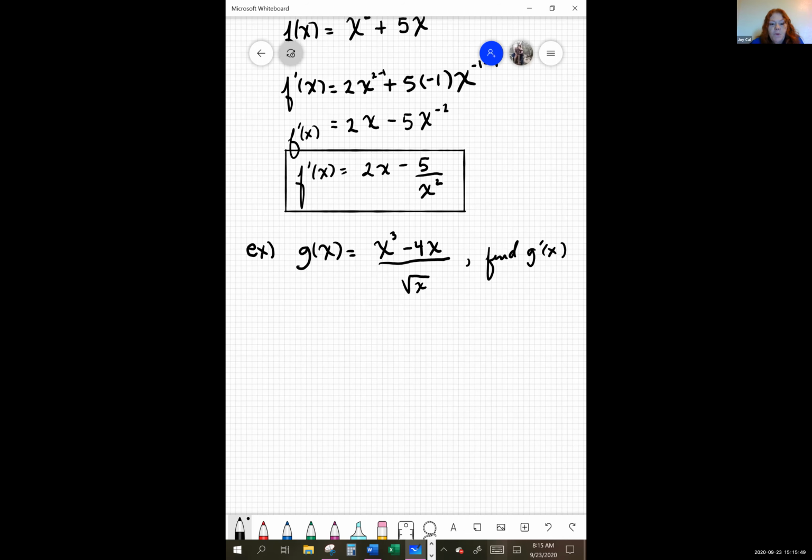Do we separate it like we did the other one into 2 fractions? Okay, so let's do that first. And so if we do that, we have x cubed all over the square root of x minus 4x all over the square root of x. Now what do you think?